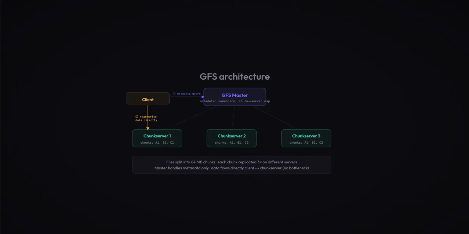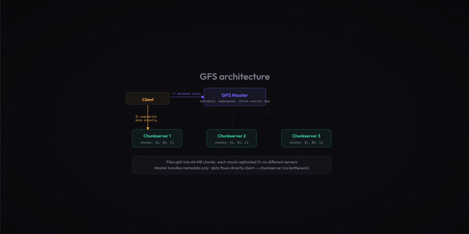Chunk servers are the workhorses. Each one stores actual data. Files are split into 64 megabyte chunks, and each chunk is replicated on three different chunk servers by default. The client talks to the master to learn where chunks are located, then reads and writes data directly to the chunk servers. Data never flows through the master. This is critical. If the master handled data, it would be an immediate bottleneck. By separating metadata from data, GFS can handle enormous data throughput.